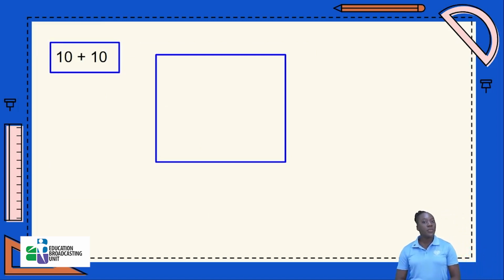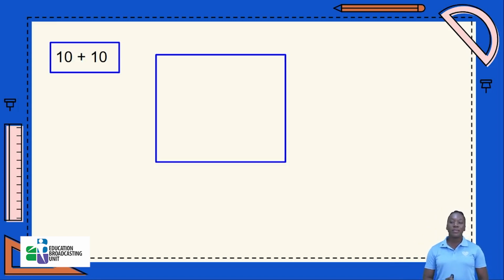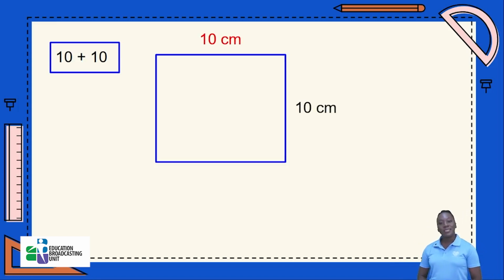This means that both the length and the width would be 10 centimeters. But pay close attention to this. What do you notice? That's right, we have a square. Since it's a square, all sides would then be 10 centimeters.